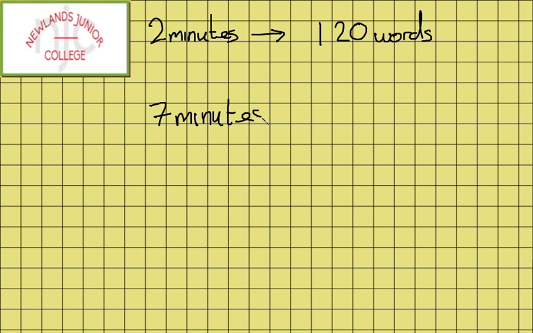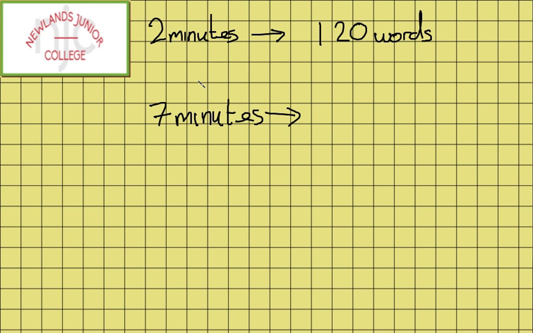Set out, first of all, the first bit of information that we were given. In 2 minutes, we can type 120 words. And we want to know how many words we can type in 7 minutes. Okay. Now you'll notice I've left a good gap between there, and the reason for that will become clear in a second.